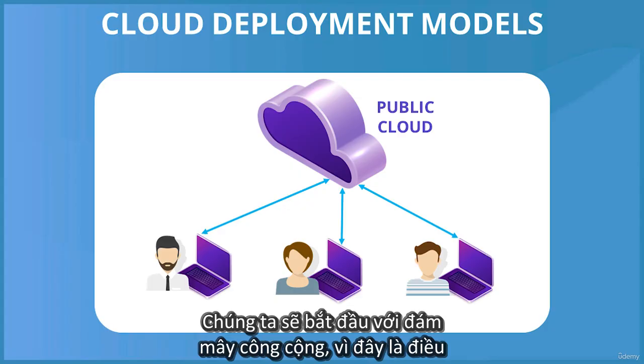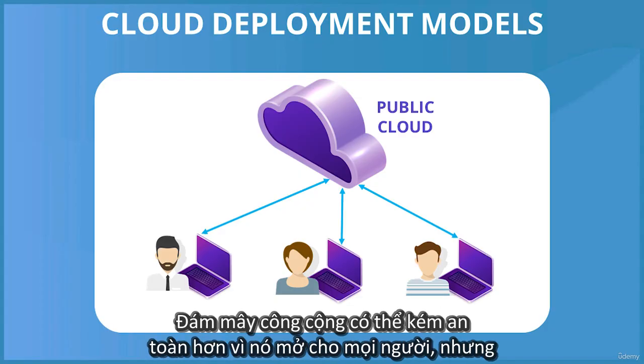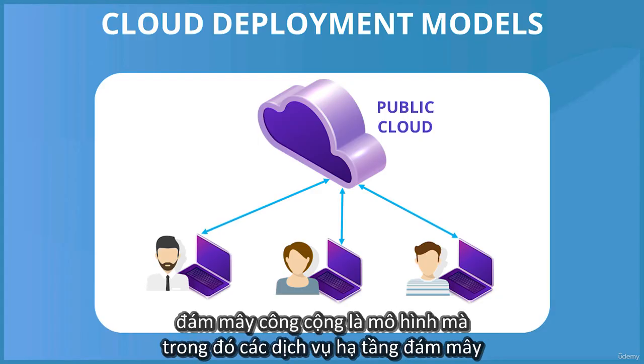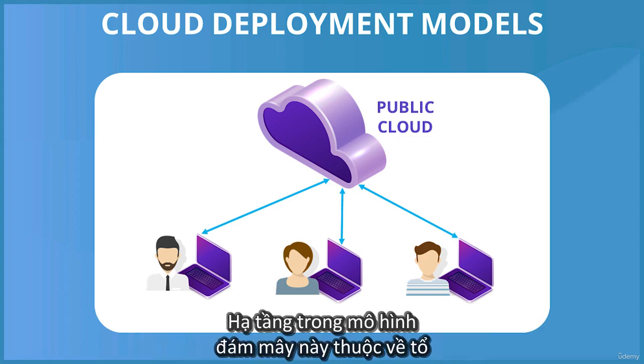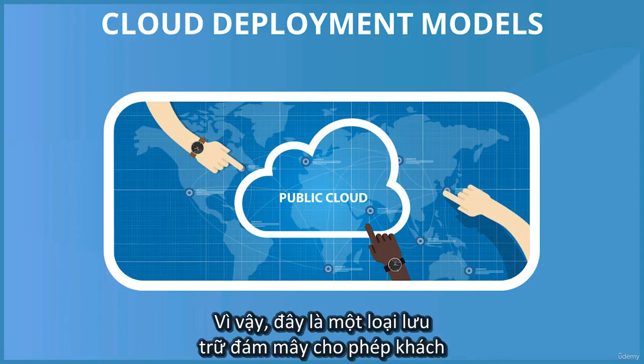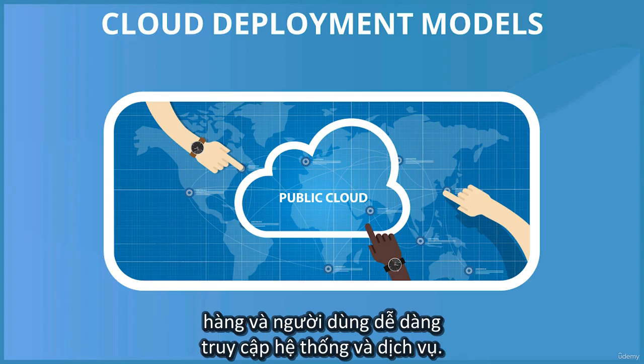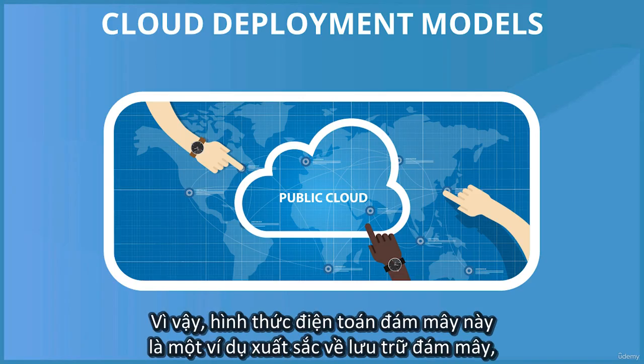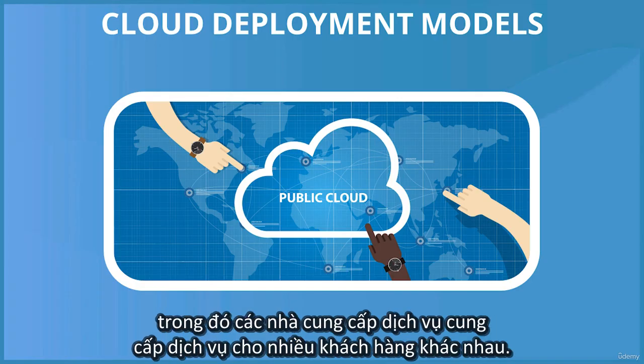We'll start with the public cloud, because this is what makes it possible for anybody to access systems and services. The public cloud may be less secure because it's open for everyone. The public cloud is the one in which cloud infrastructure services are provided over the internet to the general public or major industry groups. The infrastructure in this cloud model is owned by the entity that delivers cloud services, not by the consumer. So it's a type of cloud hosting that allows customers and users to easily access systems and services. So this form of cloud computing is an excellent example of cloud hosting, in which service providers supply services to a variety of customers.